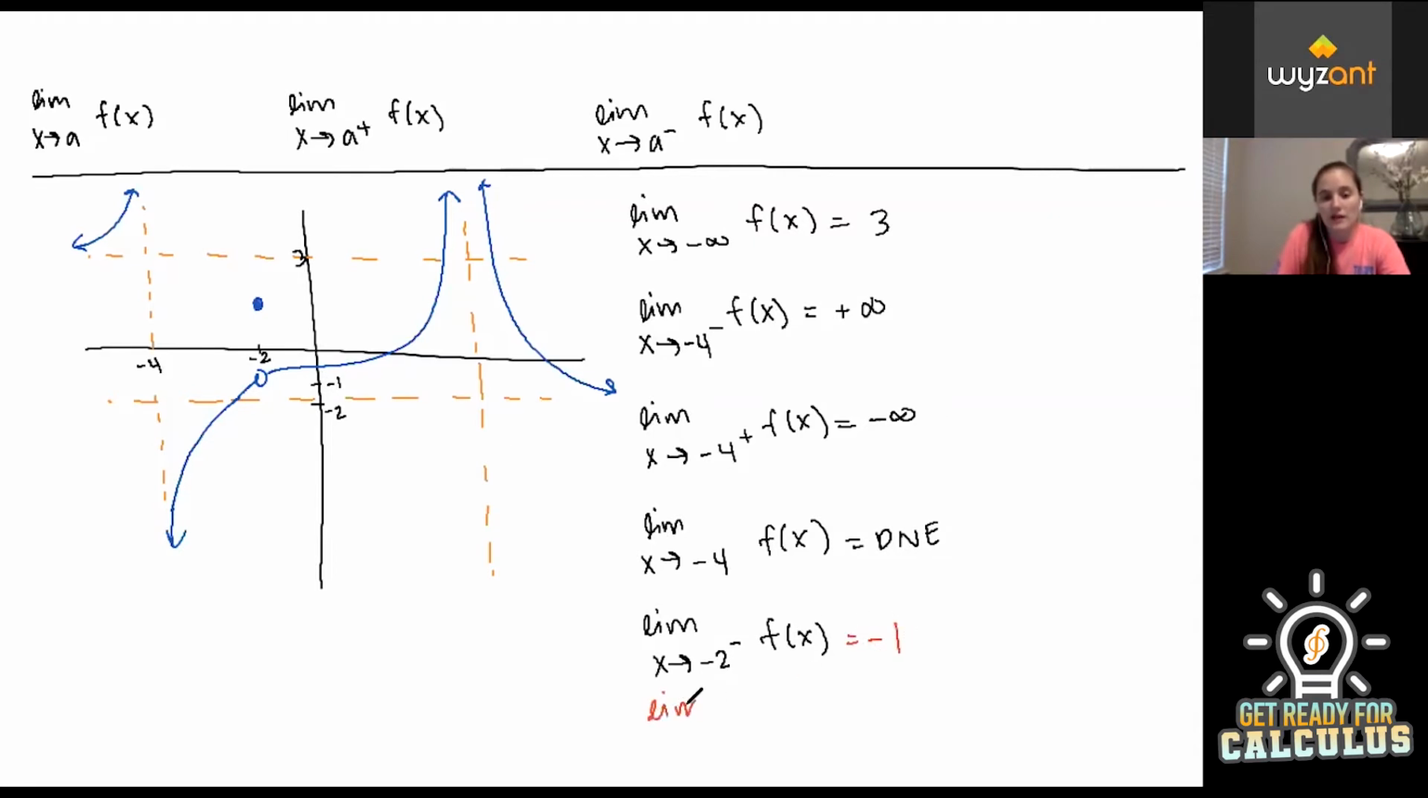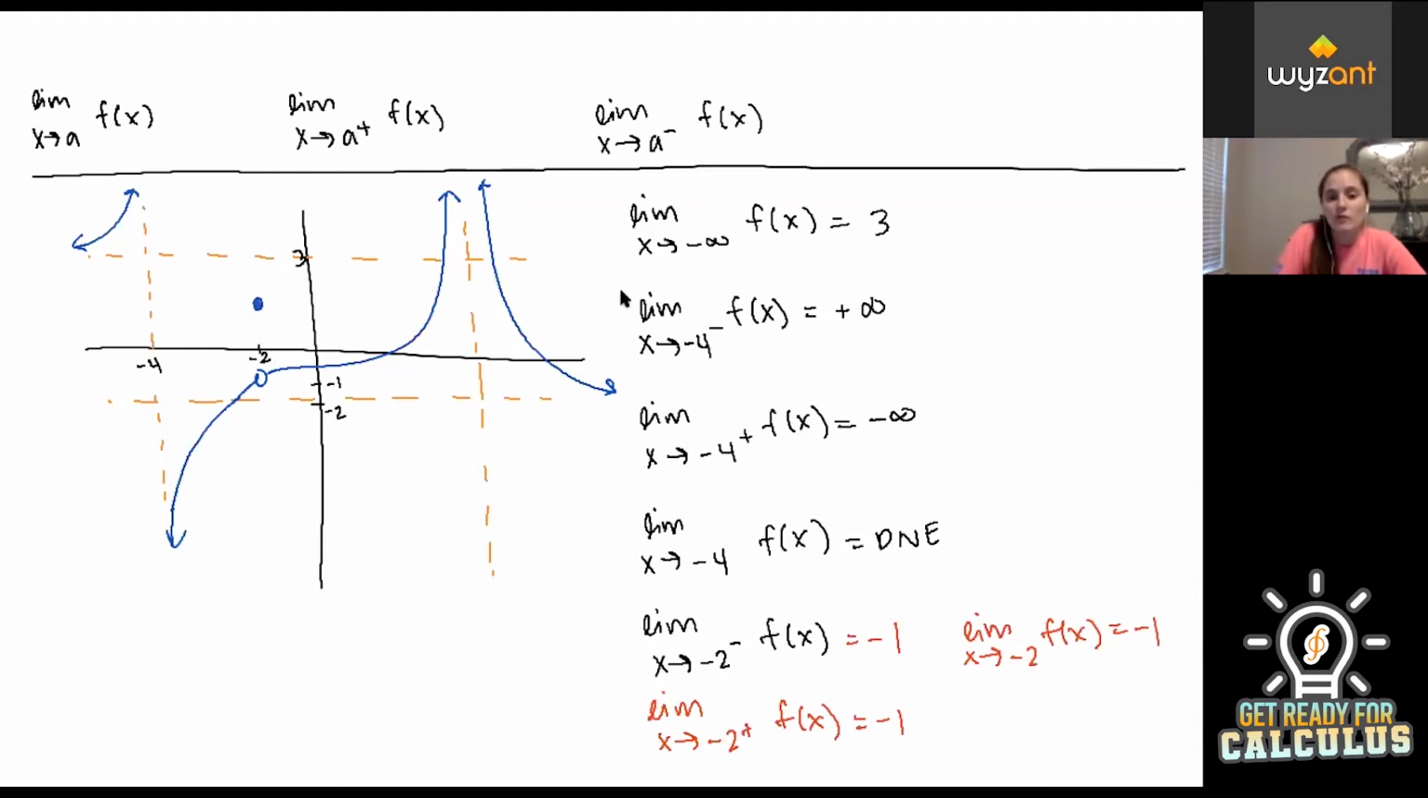And then limit as x goes to -2 from the right of the function. Now you're following this in from the right side, and you're going to hit that bubble here. You're still approaching the y value of -1. Okay, so because those match up, then I could have also said the limit as x goes to -2, without left or right of the function, is also equal to -1.